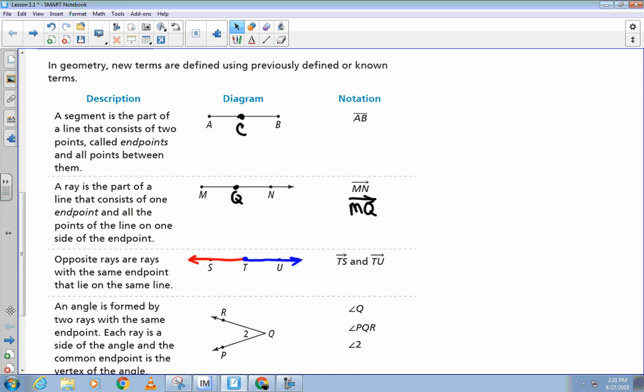They start at the same point and they create a line. Okay? So if it ever says they're opposite rays, that tells you that they create a line. And that means certain things as we go through there.